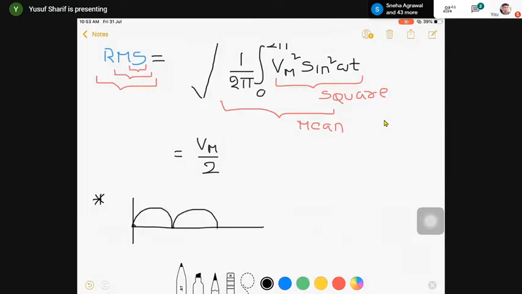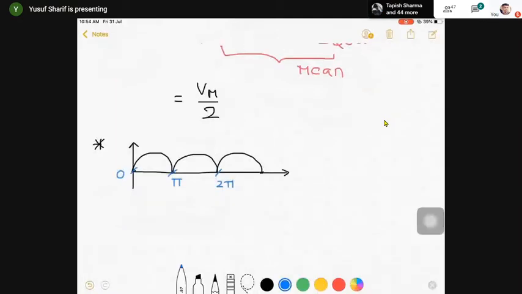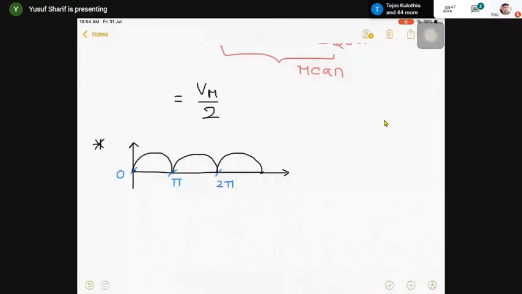This is the next waveform I have here. This is 0, pi, 2 pi and so on. Okay, what about the average value of this one? Does anyone remember its average value? What could be the average value of this waveform?